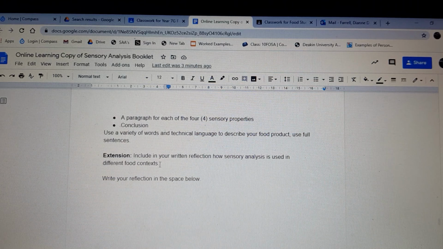Okay, the extension question is to include in your written reflection how sensory analysis is used in different food contexts. And what this means is, how and why do you think sensory analysis is important for the food industry, not just in a food tech class or at home eating dinner. Okay, so in relation to food industry. Okay, so the people that make food products for supermarket meals or at restaurants. Okay, so that's what that's for.